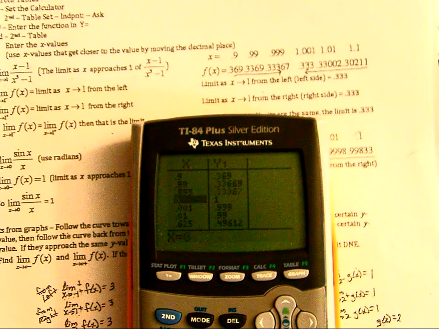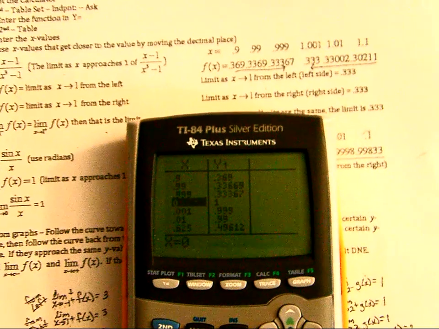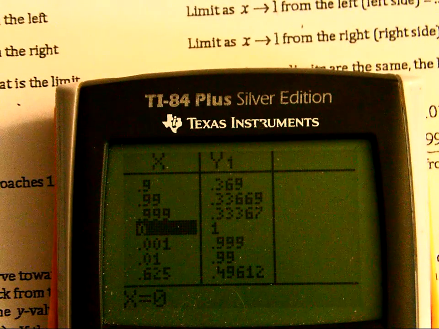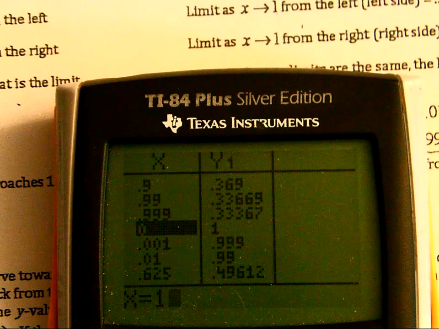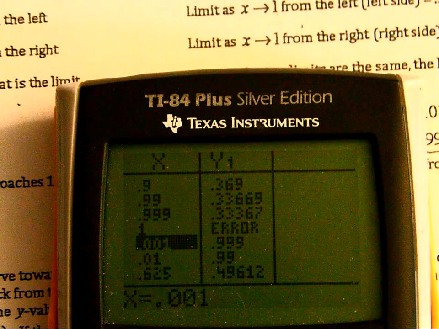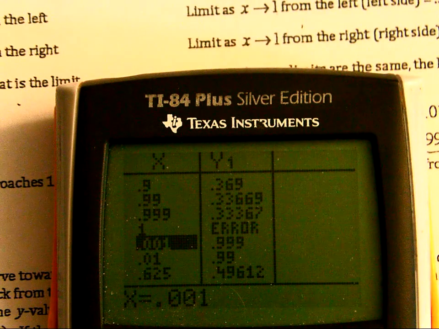0.999. That's what I mean by getting closer by decimal places. You can hopefully see that on my screen. Then I'm going to put in 1. Notice when I put in 1, it says error, because if you plugged 1 in here, the denominator is going to be 0, and we can't have that.